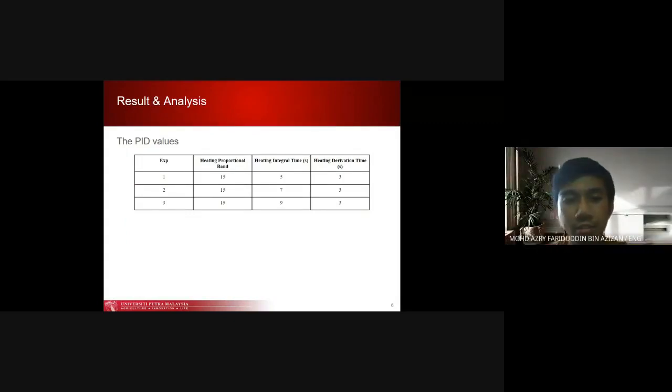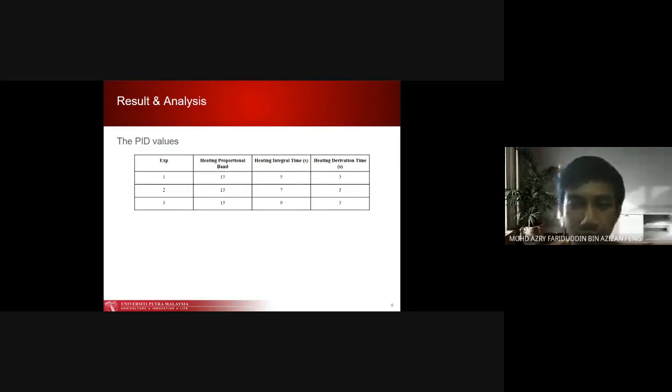So thank you, Aina Nur Shahira. I will proceed to the results and analysis. The table below shows the PID values for the three same experiments with different values of the heat integral time while other parameters remain constant. The heat proportional band is constant at 15, and heating duration time is also constant at 3, while heating integral time has different values, which are 5, 7 and 9.